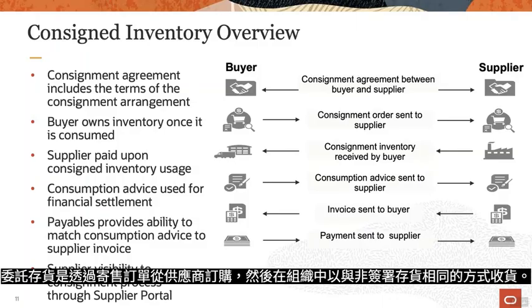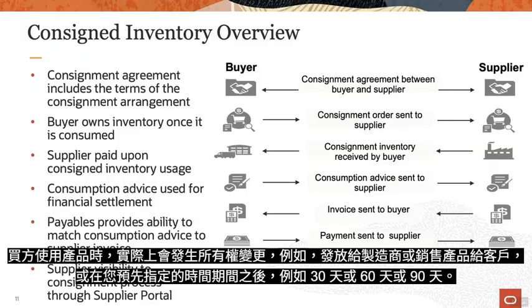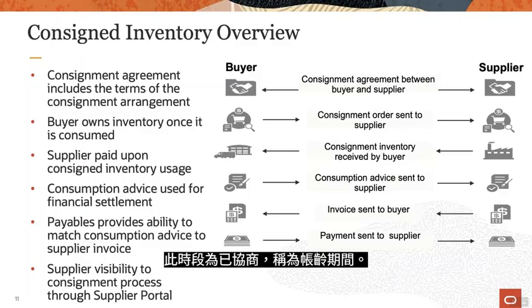Change in ownership actually occurs when the buyer uses a product, for example, issuing to manufacturing or selling product to the customer, or after a pre-specified period, for example, 30, 60, or 90 days. This time period, which is negotiated, is referred to as the aging period.